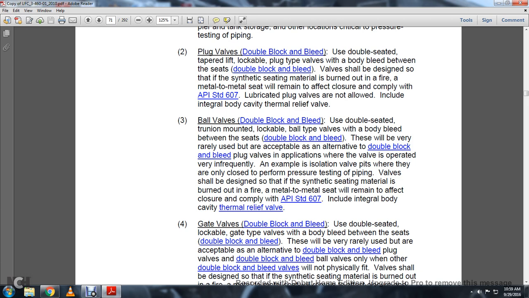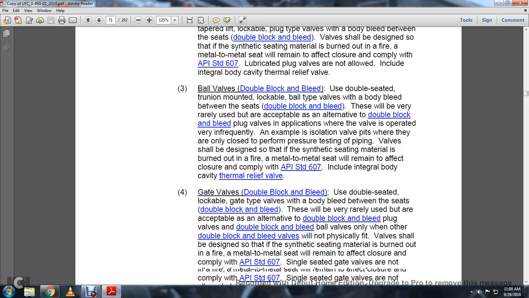The valves should be designed so that the synthetic seating material is burned out in a fire. The metal seating will remain to effect the closure and comply with API Standard 607. Include an integral body cavity thermal relief valve.